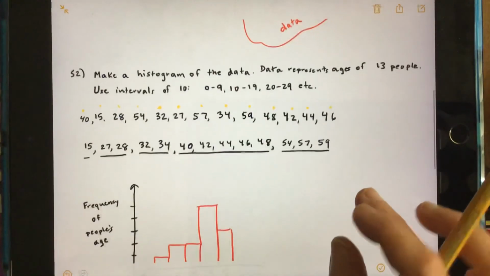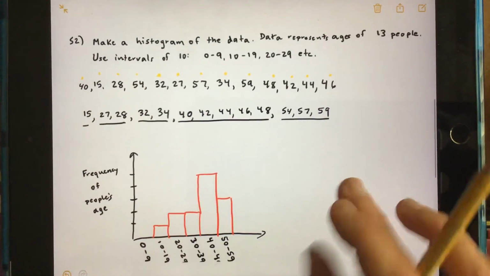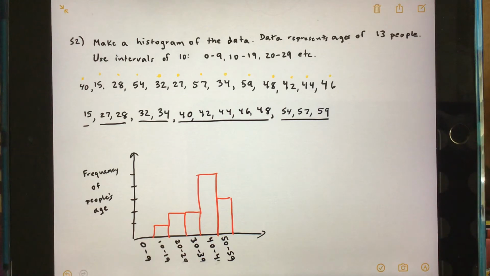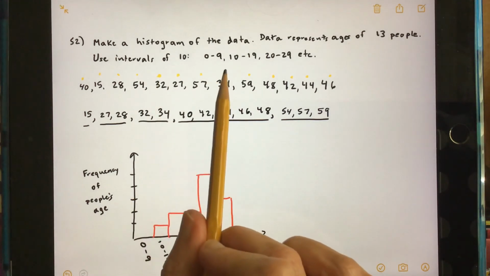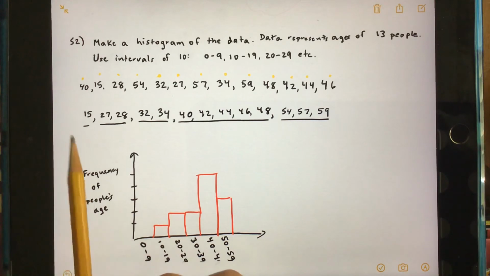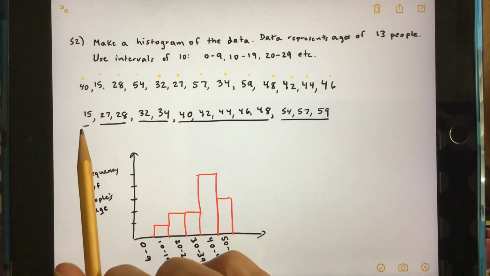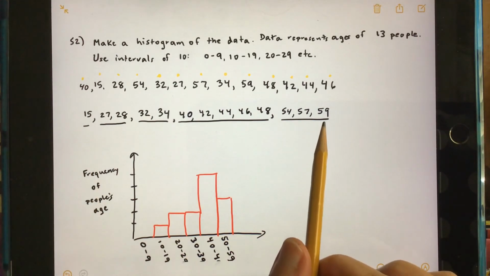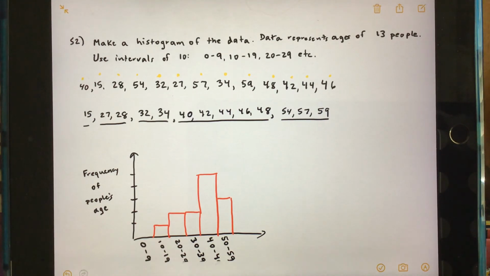Now we're going to make a histogram of some data, and the data happens to represent ages of 13 people. Maybe they're in a room together. We're doing a study of those people and how old they are. I've asked you to use intervals of 10, from 0 to 9, 10 to 19, 20 to 29, etc. You actually are free to choose your intervals unless you're given specific ones. You could have done intervals of 5 or 3 or 20, but for convenience I chose intervals of 10 because it looked like for this data, where I have the youngest person at age 15 and the oldest person at 59, those intervals of 10 would be good choices.